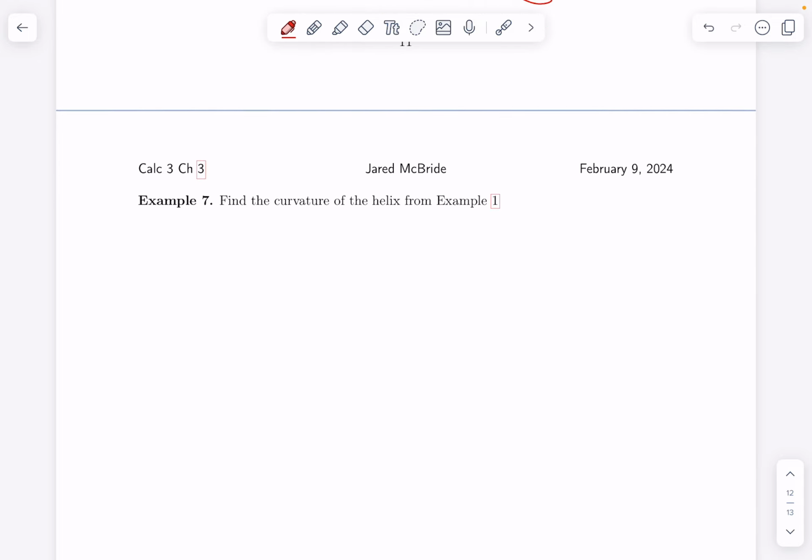Okay, let's take an example. Find the curvature now of the helix from example 1. All right, we can do this 3 ways, and let's do all 3. So we've got kappa of t equals the magnitude of this vector here, dT/ds, but it needs to be parameterized with respect to s. Okay, so I do that.